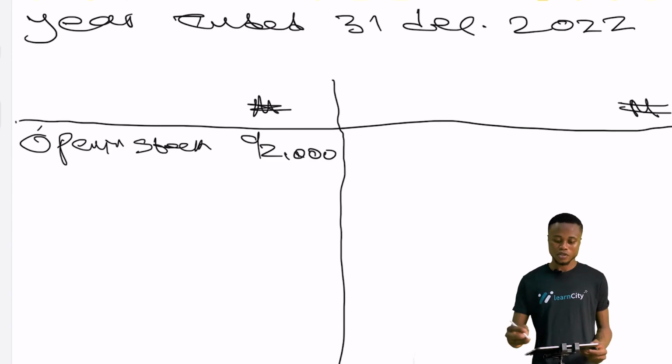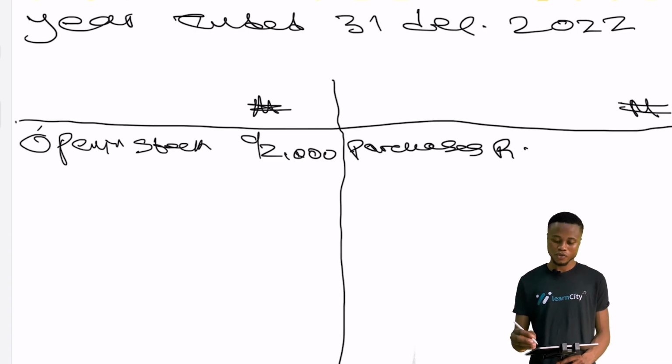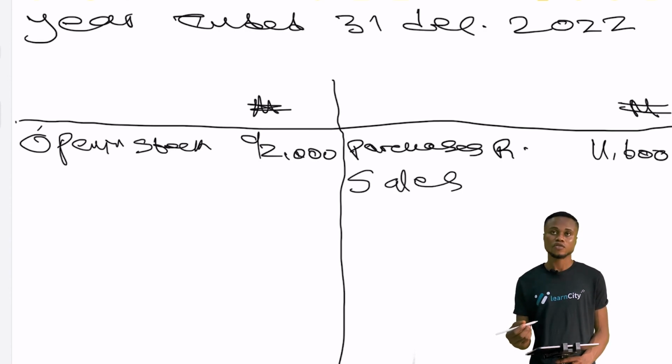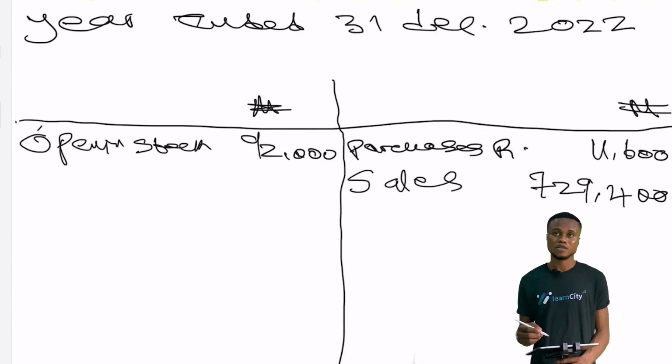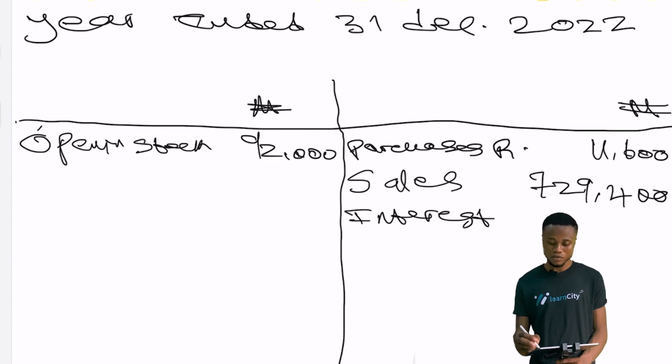So on the credit side of the trial balance of ZB Sons, we have purchases return. They give us the amount, which is 11,600. Also on the credit side, they give us our sales value. Our sales value is 729,000. Also on the credit side, they give us interest amounts, which is 6,800.